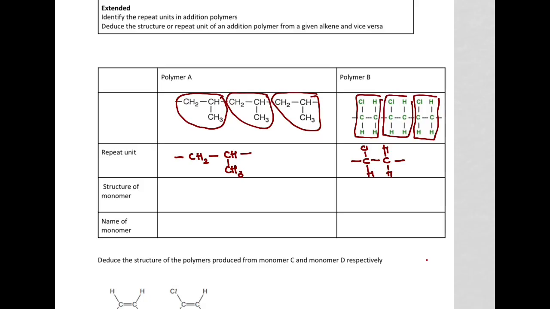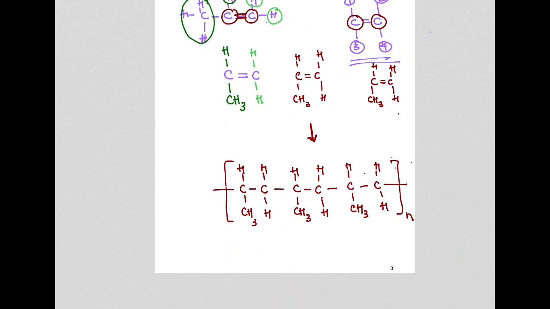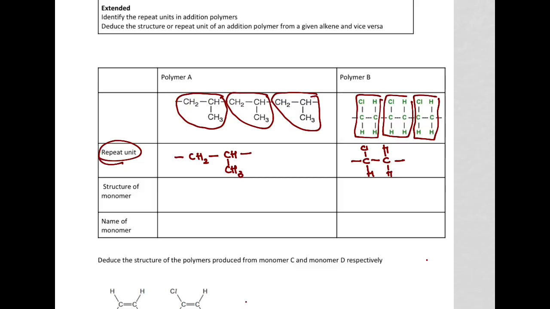So I'm just redrawing the part that repeats itself. This is called the repeat unit. You should be able to identify repeat units. Now from the repeat unit, I can get the monomer. Remember that the monomer will have double bonds. So you just take the repeat unit and eliminate these additional bonds that are starting to form, and you just collapse back to get the double bond. This will give you the structure of the monomer.